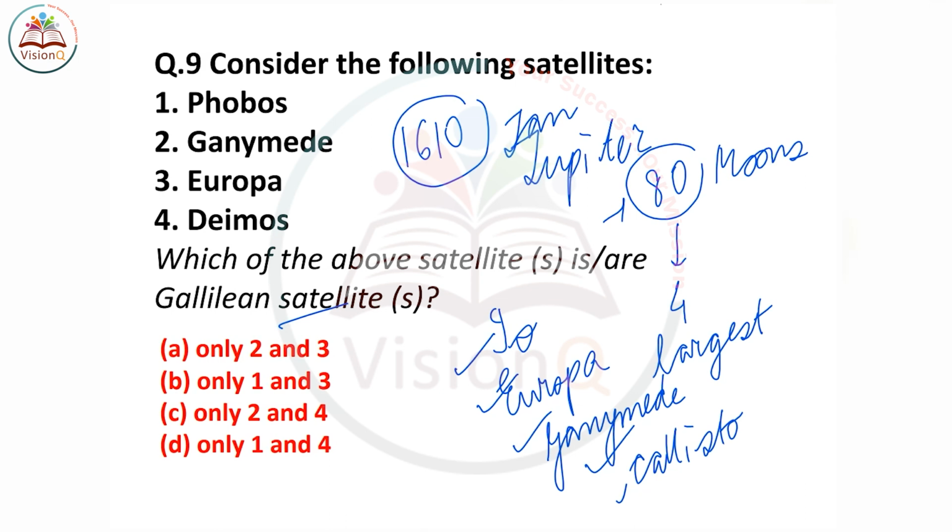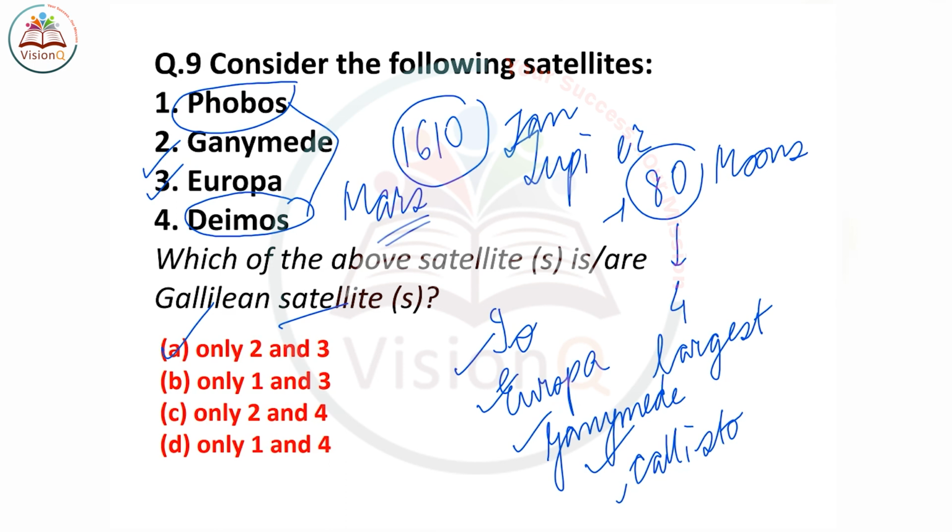The right answer will be 2 and 3. Ganymede and Europa are known as Galilean satellites. So the right answer will be option number A, 2 and 3. And Phobos and Deimos, as I have discussed in the previous question, these 2 satellites belong to Mars. So the right answer of this question number 9 is option number A, only 2 and 3 is right.